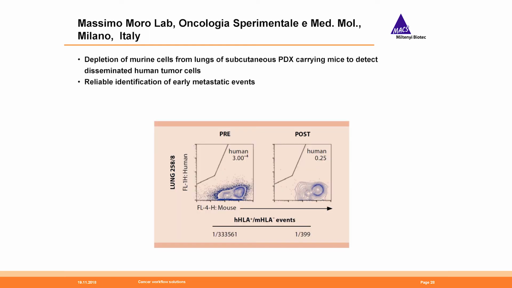And another collaborator of ours, Massimo Moro in Italy, is looking for disseminated human tumor cells in the PDX model. His issue was that these disseminated tumor cells are in such a rare cell number, at 3 to the power of -4, that it really makes it hard for him to identify them and to work with them. But using the mouse cell depletion kit, he's now able to purify, or basically amplify, these cells to 0.25%, which is a huge increase for him, and therefore makes it easier for him to work with.